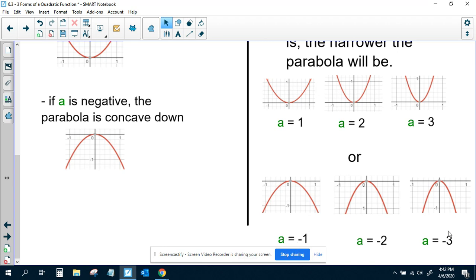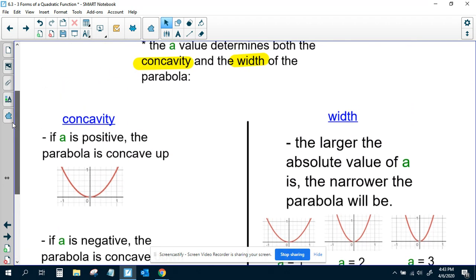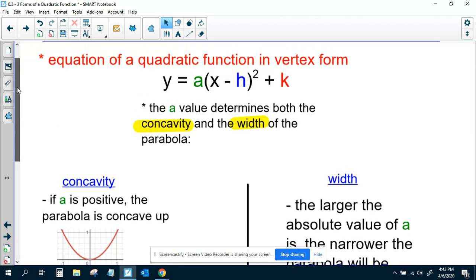In this case, all three of these are concave down, so our a value is negative. Our a value is negative 1 here, so we have this curve. But the absolute value here is 2, and 2 is greater than 1, so this one is going to be narrower. In the third one, our absolute value is going to be 3, which will make it even more narrow. So the a value determines concavity as well as width. Hope you all are recalling this.